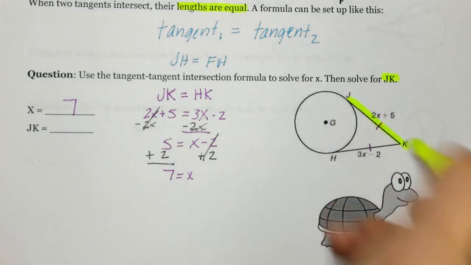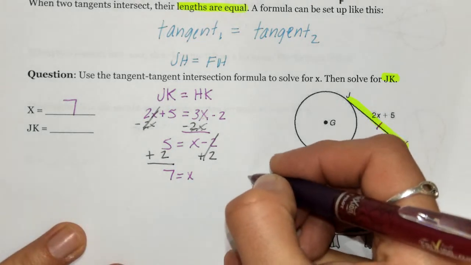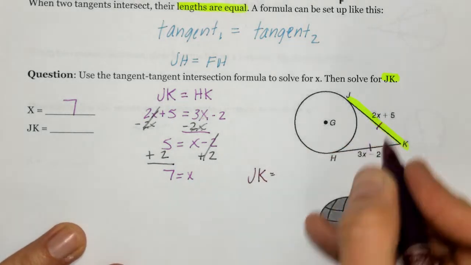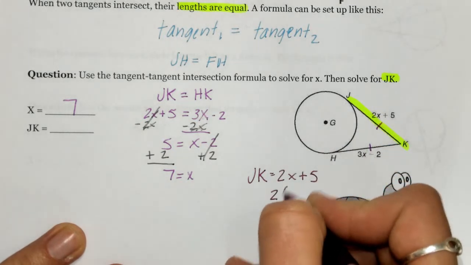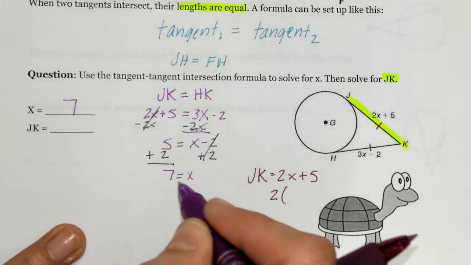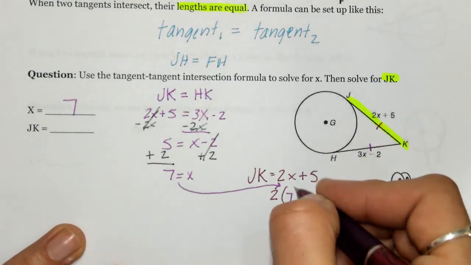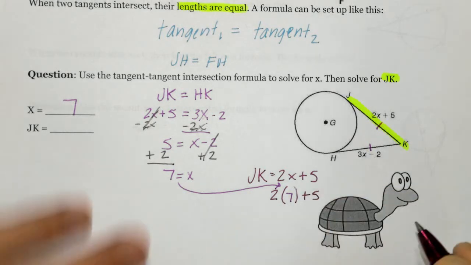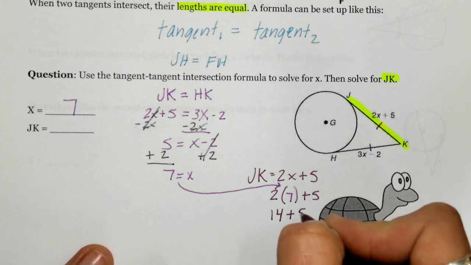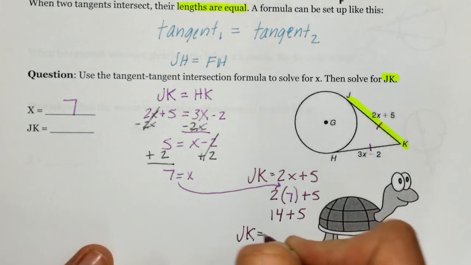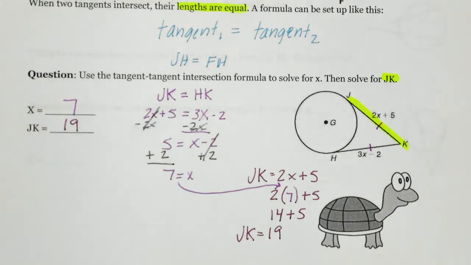So JK is going to be right here. To find JK, it was 2x plus 5. So we're going to substitute in for x. That's 7 in there. These colors are very close together. Plus 5, and then we just solve it through. 14 plus 5. The length of JK is just going to give us that 19. Okay?